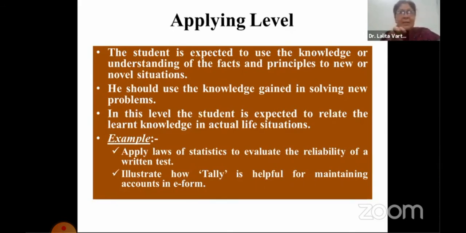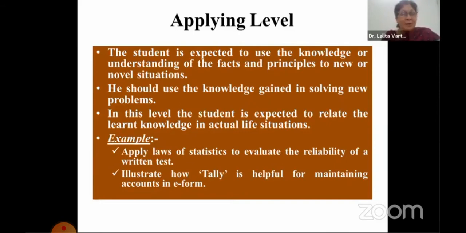Now here you will realize that we expect the student to use whatever he or she has learned. We are moving from mere theory to the practice part. The student is expected to use the knowledge or understanding of the facts and principles in new or novel situations. He should use the knowledge gained in solving new problems. So applying whatever is learned in theory into actual life situations or into day-to-day life.